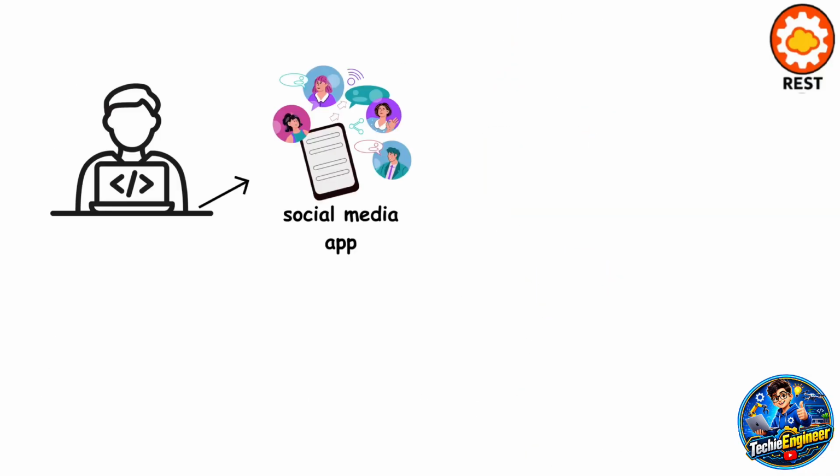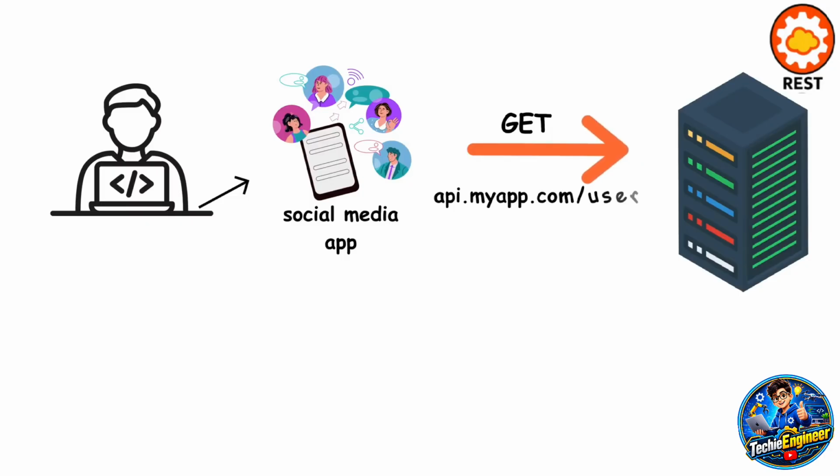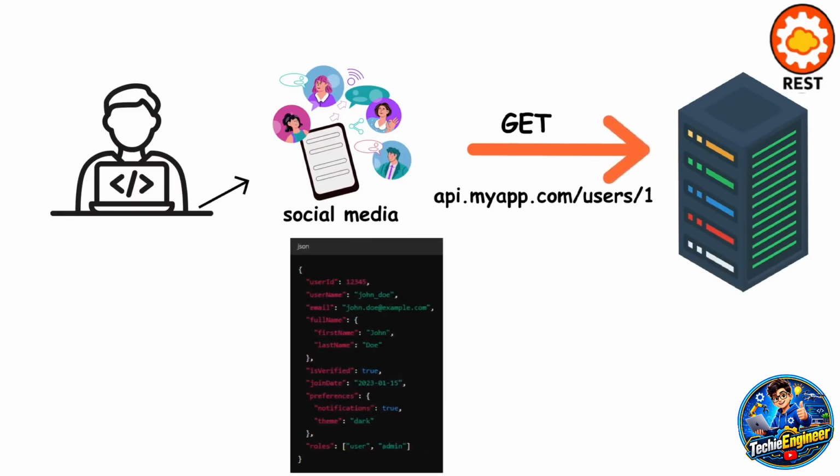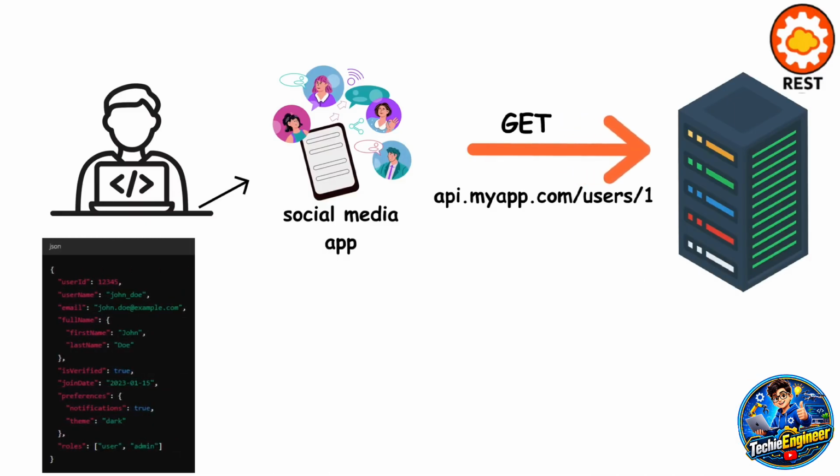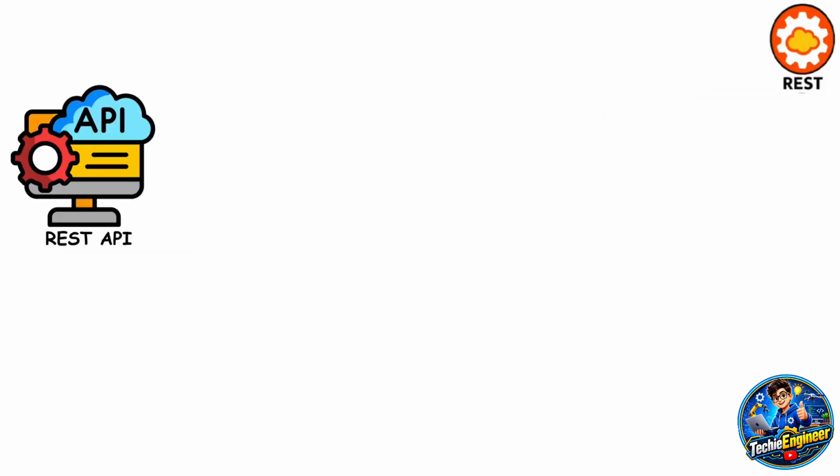Let's say you're building a social media app. When you want to show user profiles, your app sends a GET request to something like api.myapp.com/users/1. And boom, you get back all of John's profile info in a nice, clean JSON format.